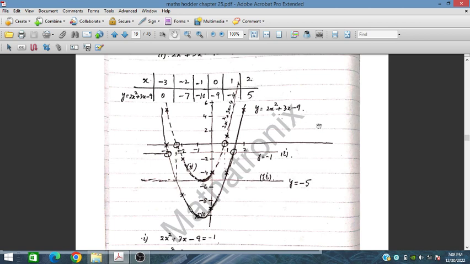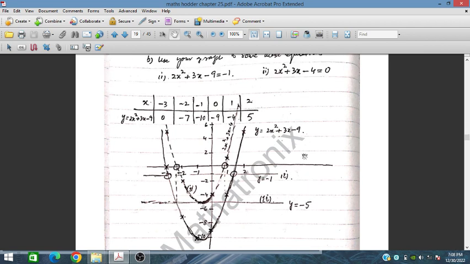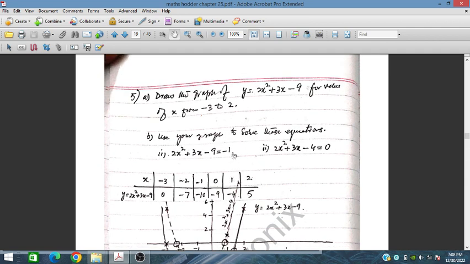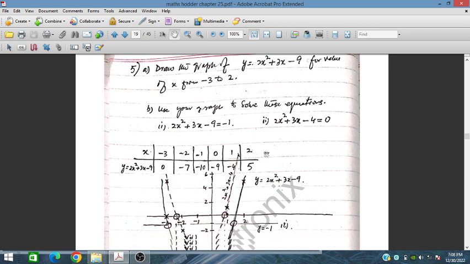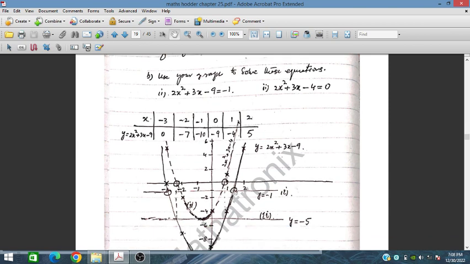And at y is equal to minus 1, we have these 2 points, 1 point here, 1 point here, and we draw this graph here. But basically it is not required, as we can solve it the other way, which was y is equal to minus 5. So this is another way to solve it, but we solved it in a different way, by intersecting these points. So either way we can solve.